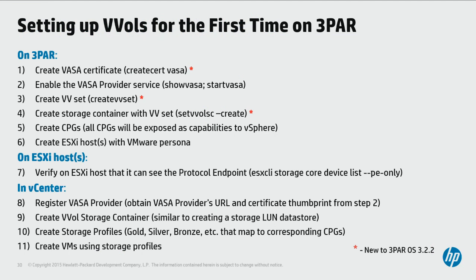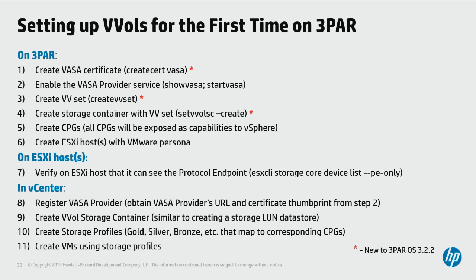So implementation. Setting up VVols for the first time. This is on our array. It's fairly similar across other arrays, except for the VASA Provider piece, which if it's external, you may have to do some additional steps to deploy their appliance. On our array, basically, we're creating that VASA certificate, and that's just a security cert. We can use self-signed or vCenter certificates.